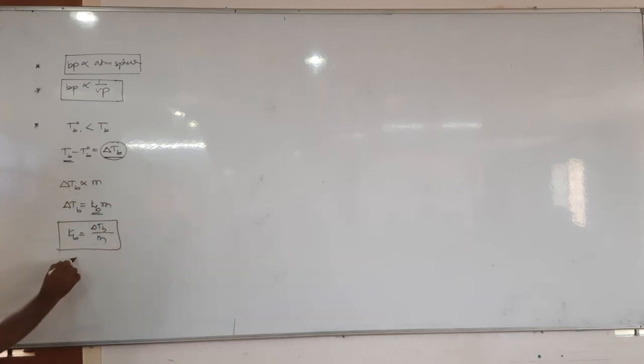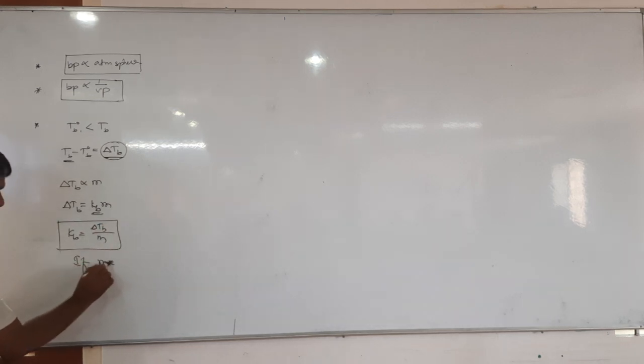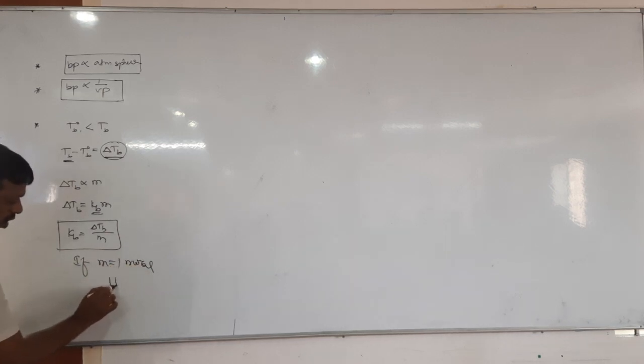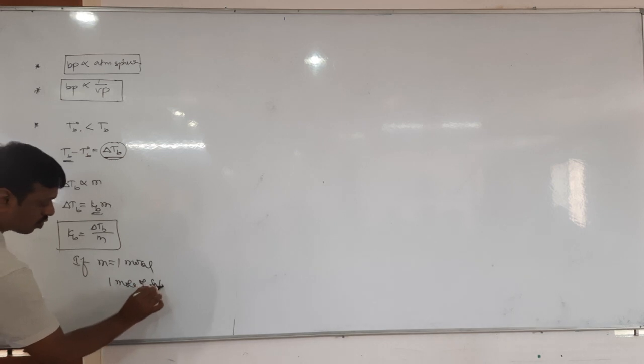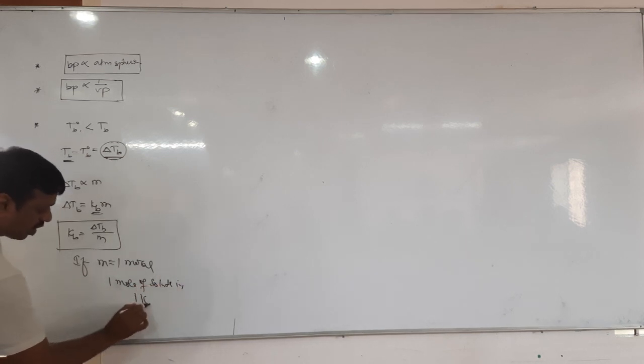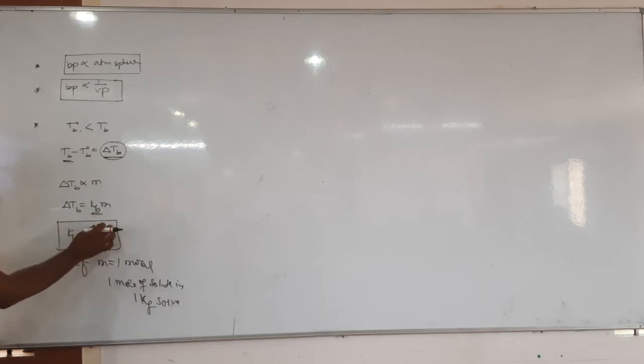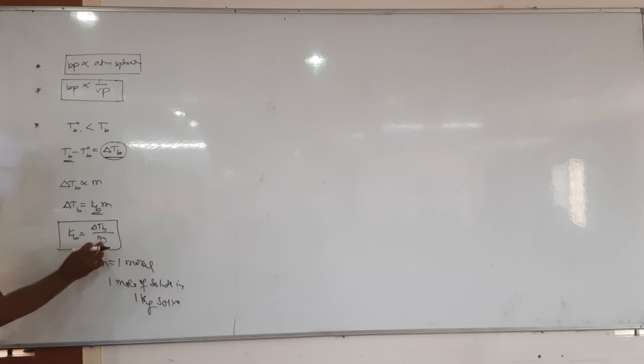Suppose molality is equal to 1, or 1 molal. What is the meaning of 1 molal? It is 1 mole of solute in 1 kg of solvent, right? So then how do you define Kb? Kb is nothing but the elevation in boiling point produced when 1 mole of solute is present in 1 kilogram of solvent.